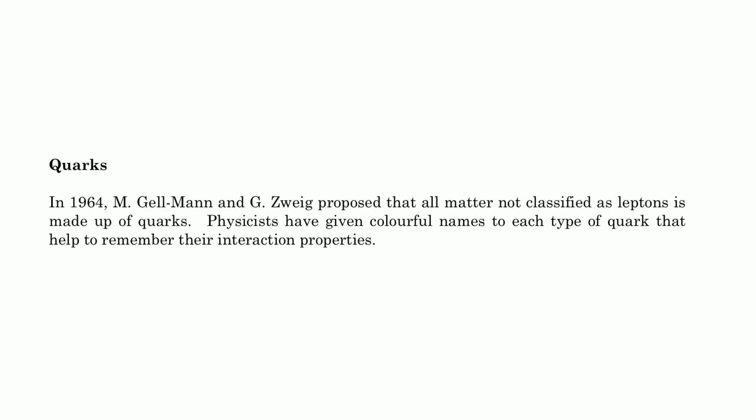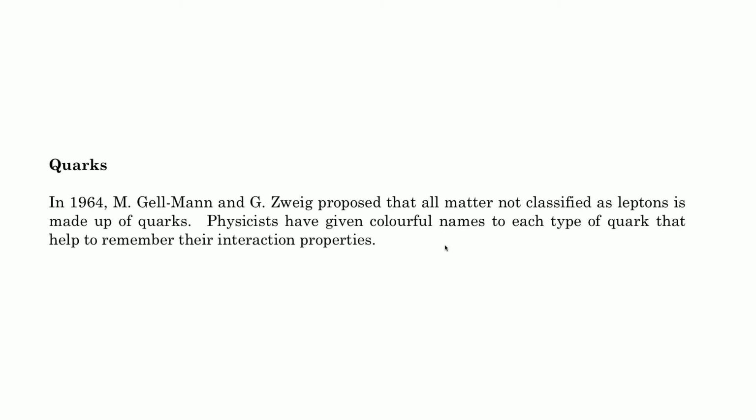Okay, let's talk about quarks. So we're talking about the other half of this. In 1964, M. Gell-Mann and G. Zweig proposed that all matter not classified as leptons is made up of quarks. Physicists have given very colorful names to each type of quark to help remember their interactions and their properties.